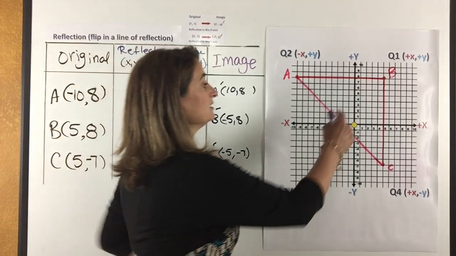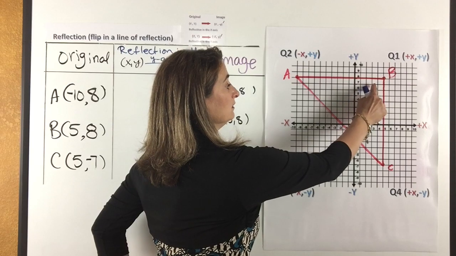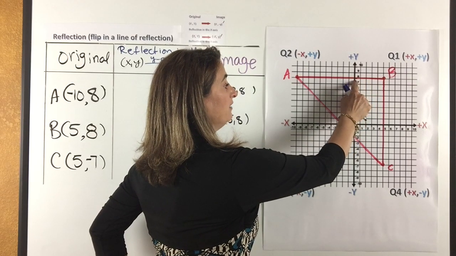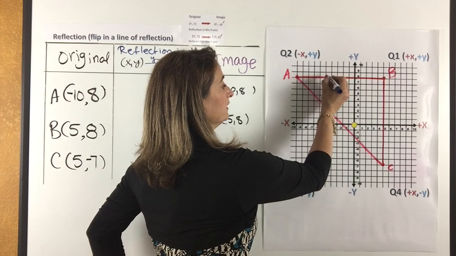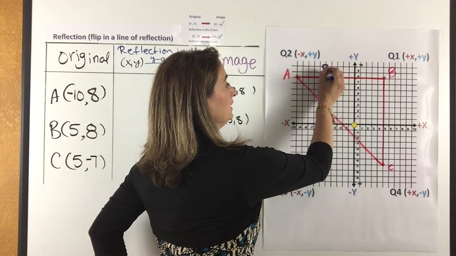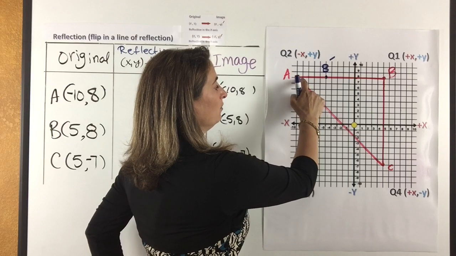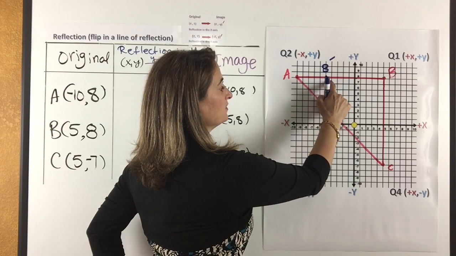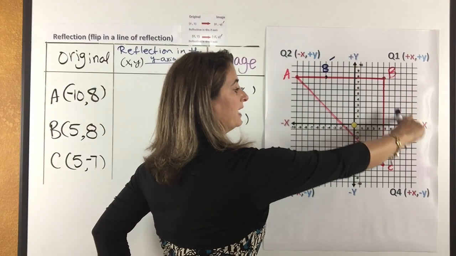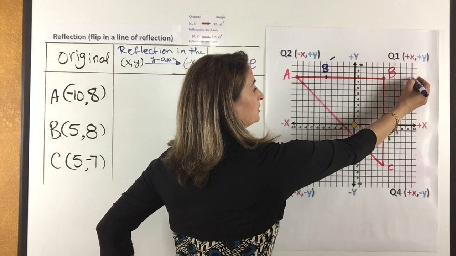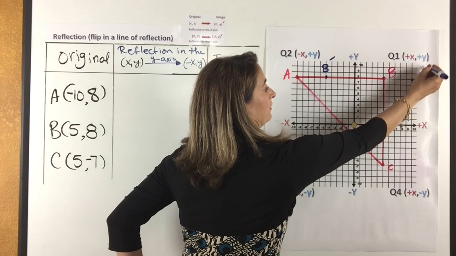To count spaces, B is 1, 2, 3, 4, 5. Go away 5. 1, 2, 3, 4, 5. And you will end up here, and that's your B prime. Now A, 1, 2, 3, 4, 5, 6, 7, 8, 9, 10 to the line of reflection. Now go away 10 from the line of reflection, and this will be your A prime.